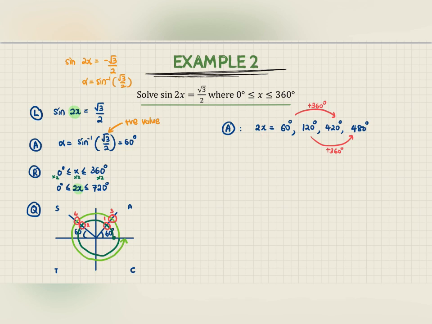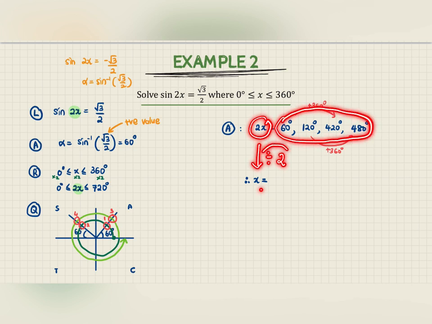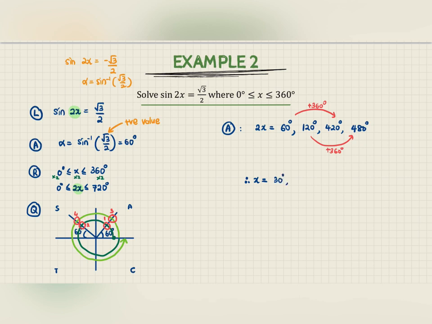Your final answer should be in terms of x sahaja. So therefore your x will be equals to, so daripada 2x nak jadi x, kita buat apa? Kita akan bahagikan dengan 2. So maksudnya semua angle ini kamu bahagikan dengan 2. Okay, so the answer will be 30 degree, 60 degree, 420 akan jadi 210 degree dan 240 degree. So this will be your final answer. And in fact, this final answer sebenarnya dalam this range. So maksudnya jawapan kita adalah jawapan yang betul.